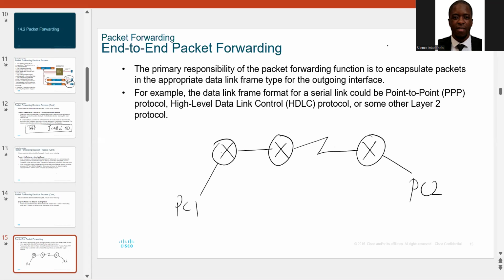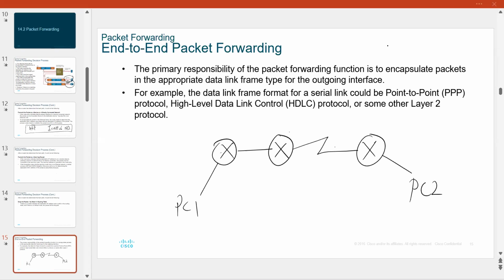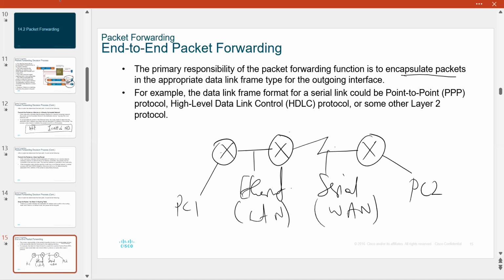Okay, continuing from where we left off, I was talking about different ways of encapsulation, explaining end-to-end packet forwarding. To ensure end-to-end packet forwarding, encapsulation of my packets is very important, and so is understanding the different types of encapsulation. I mentioned the Ethernet ports, Ethernet links, then point-to-point and serial. These are for LAN, local area networks. These are for WAN.